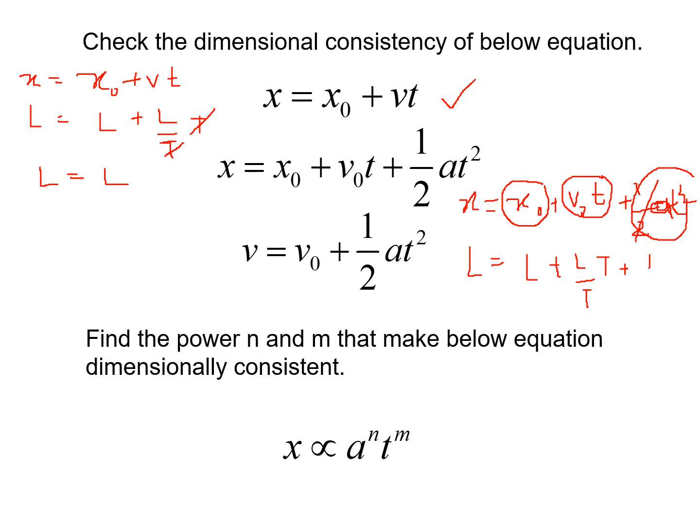A is already L over t squared times another one, which is t squared. So therefore we can cancel out t squared and t squared. This one we can cancel out t, and therefore L is equivalent to L on the right side. Therefore the second equation is also correct.